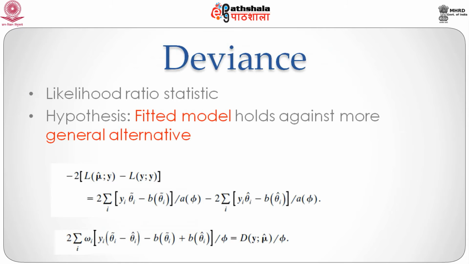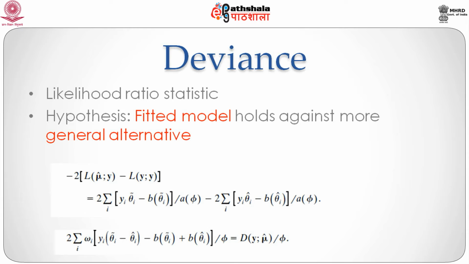The deviance, note from the first slide, is essentially a likelihood ratio statistic. Now, if I'm talking about a likelihood ratio statistic, I must have some hypothesis in mind. The hypothesis here is that the fitted model holds against a more general alternative. So this more general alternative corresponds to the saturated model.